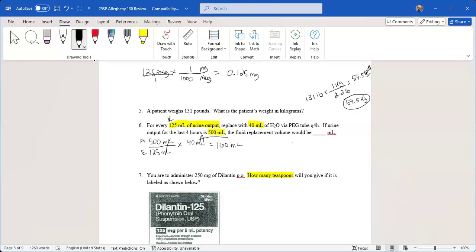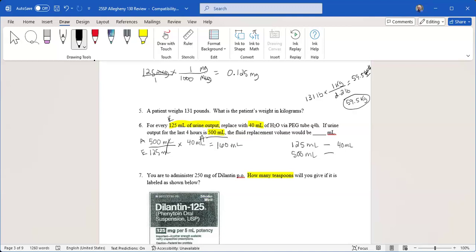If the patient voids 125 milliliters, then we would need to replace it with 40 milliliters. Then the patient voids 500 milliliters, and we're wondering how much they're going to need to have replaced. The question I would ask myself is, would the number be less than 40, equal to 40, or more than 40? When we look at this, we can see that the number's bigger, right? So we know that this number has to be greater than 40.